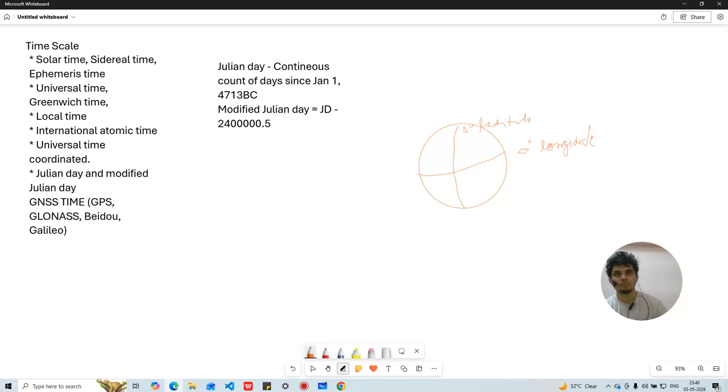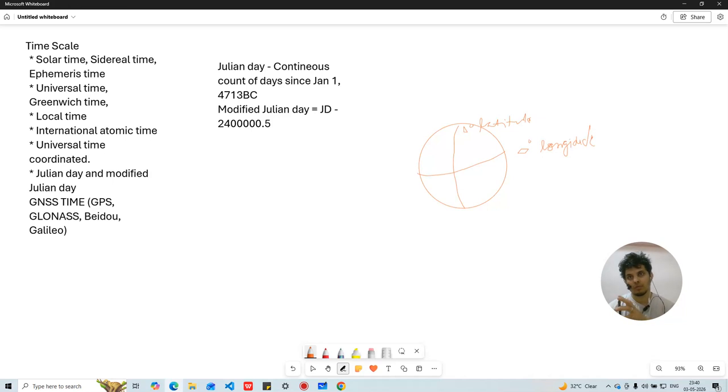Apparent solar day and mean solar day. Solar time. Okay, apparent solar day is the time between two successive transits of the sun across a local meridian plane. Earth's orbit is elliptical with non-uniform orbital speed, and the Earth's rotation axis is tilted. So the apparent solar day varies by plus or minus 16 minutes per year.